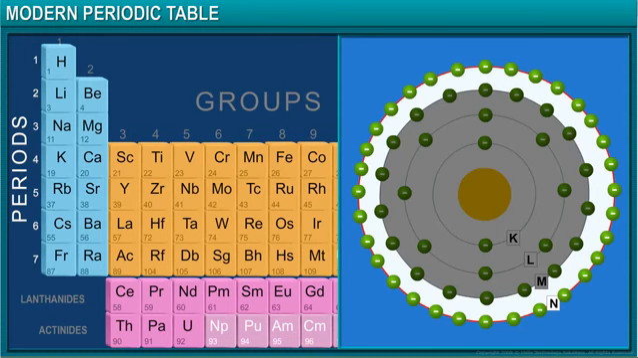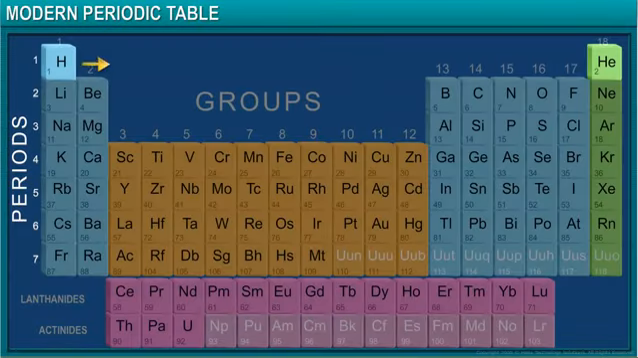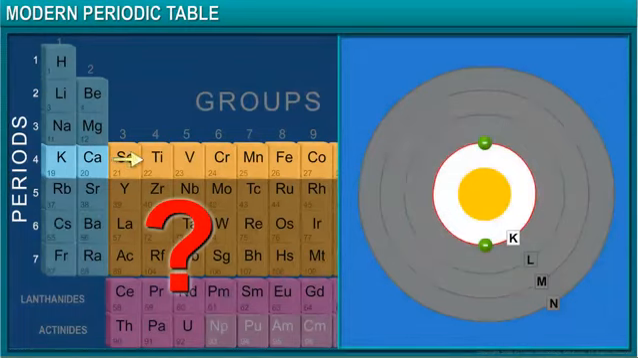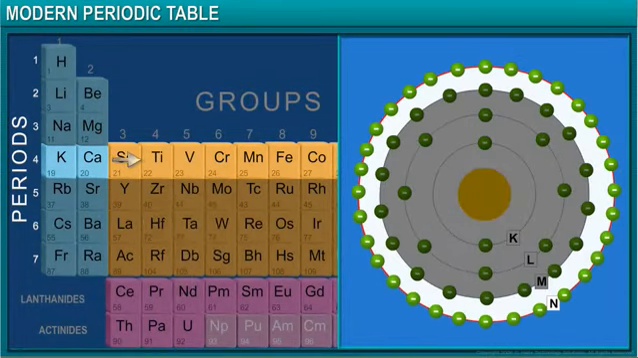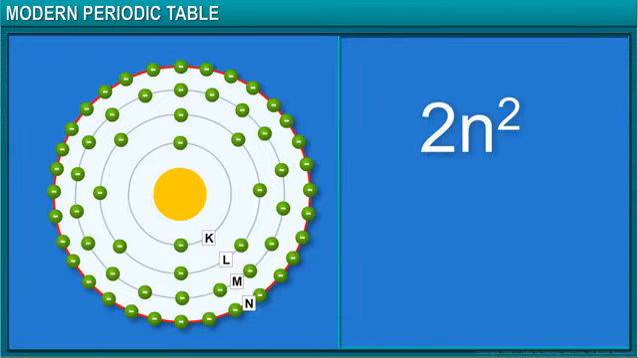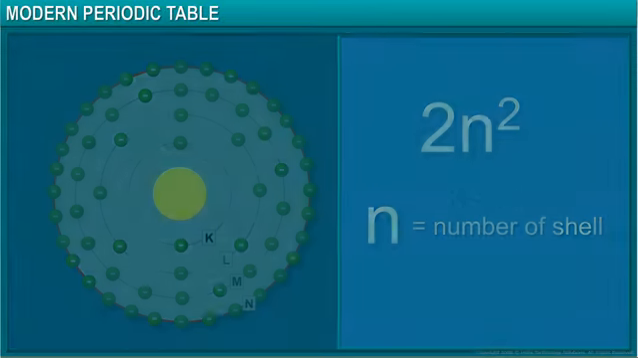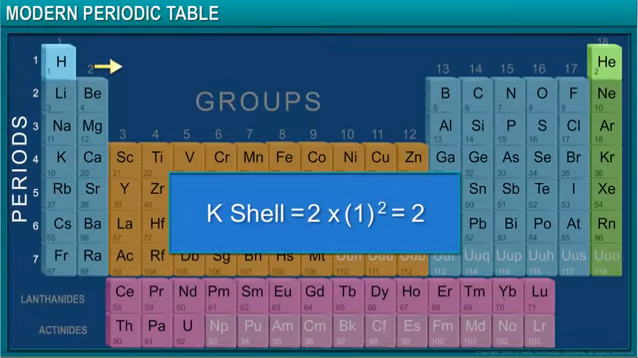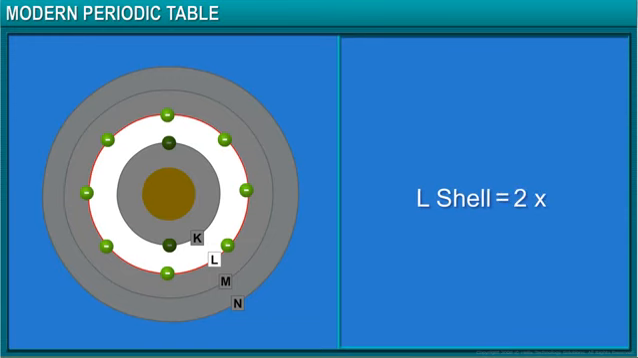Let us see how many elements are present in different periods. For example, first, second, third, and fourth periods. This can be explained on the basis of how many electrons are filled in various shells. We know that the maximum number of electrons that can be accommodated in a shell is given by 2n raised to the power of 2, where n is the number of the given shell from the nucleus. For example, K shell is equal to 2 multiplied by 1 raised to the power of 2, which is equal to 2. Hence the first period has 2 elements, that is, hydrogen and helium.